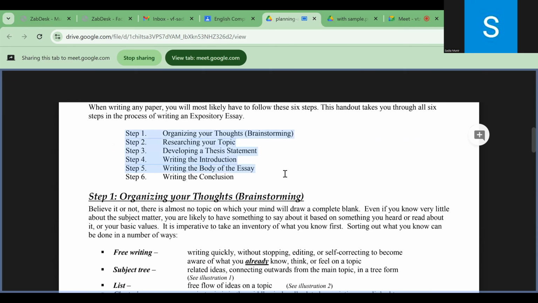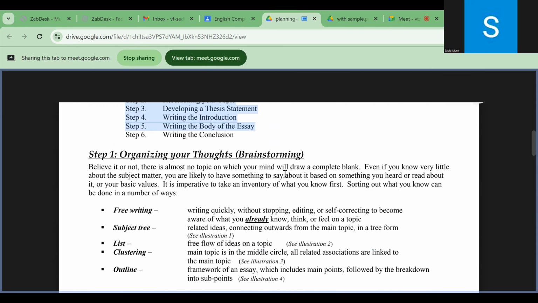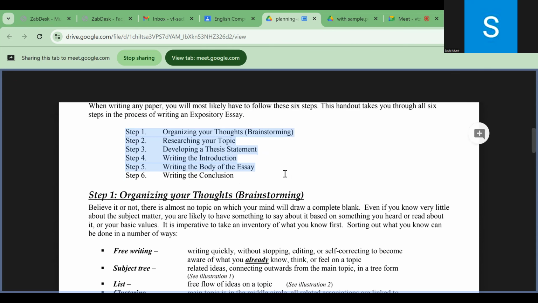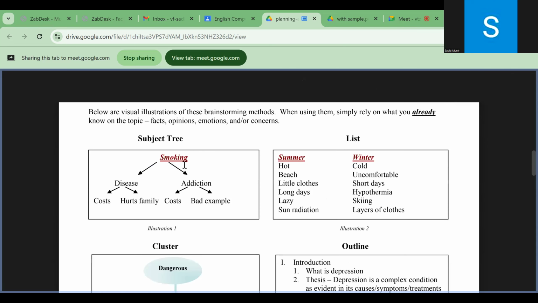First is, of course, your brainstorming. You can outline, you can think about what you're going to incorporate and how you're going to incorporate it. That could include free writing, subject tree, list, clustering, and outlining, which you have been doing for a long time. This is how you make a subject tree. For example, if the topic is smoking, then you can have diseases and addiction, and then you can make a mind map in your mind that you can talk about how it is costly and it hurts family. And again, addiction causes you to have a lot of money involved, and it is a bad example to be setting for the younger generation. Then you can make a list as well.